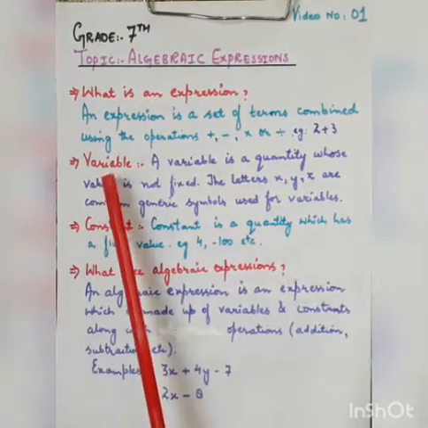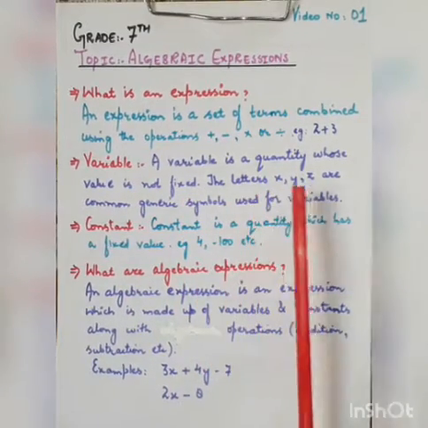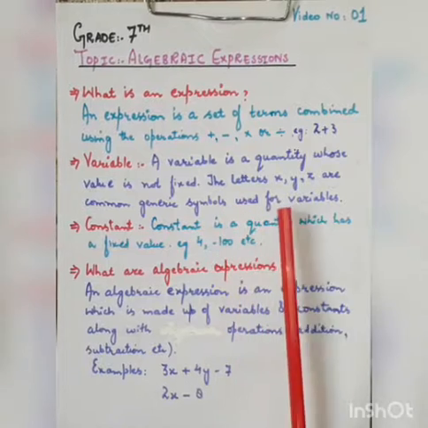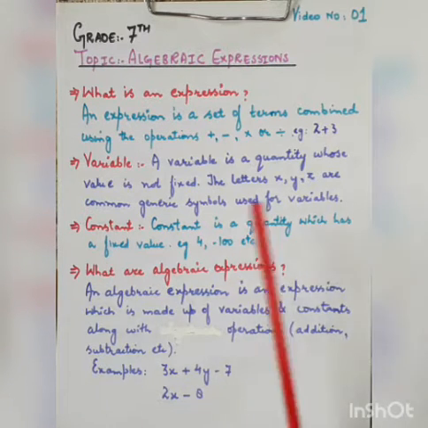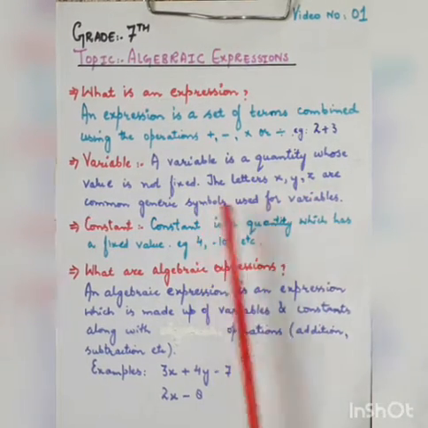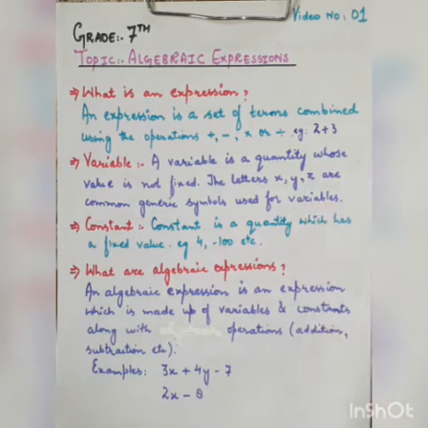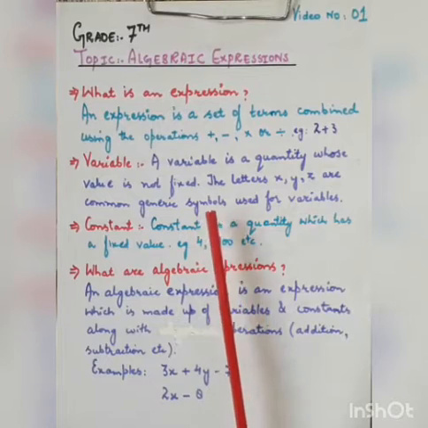Now next is variable. A variable is a quantity whose value is not fixed. The letters x, y, z are common generic symbols used for variables. So variable एक ऐसी quantity है जिसका value fixed नहीं होता है, जिसका value with different situations change हो सकता है and जो letters हम use करते हैं generally x, y, z जो है ज़्यादातर use किया जाता है as a symbol for variable and but other letters can also be used like a, b, c or p, q, l and so on. So the variables are represented by symbols, okay, letters.